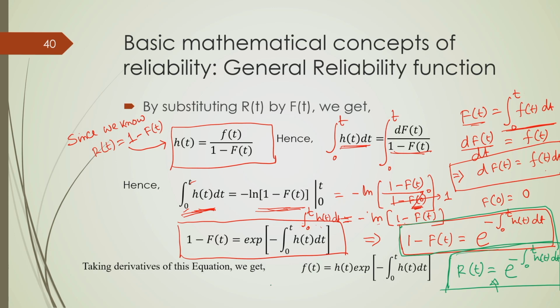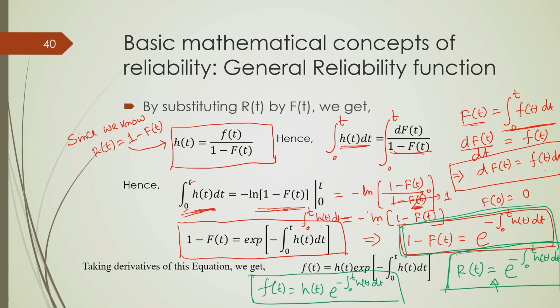So, we will get f(t) equal to h(t) into e to the power minus... So, this exp is basically representing e to the power the term. So, this is basically equal to e to the power minus integral 0 to t h(t) dt. Okay. So, these three equations are important.